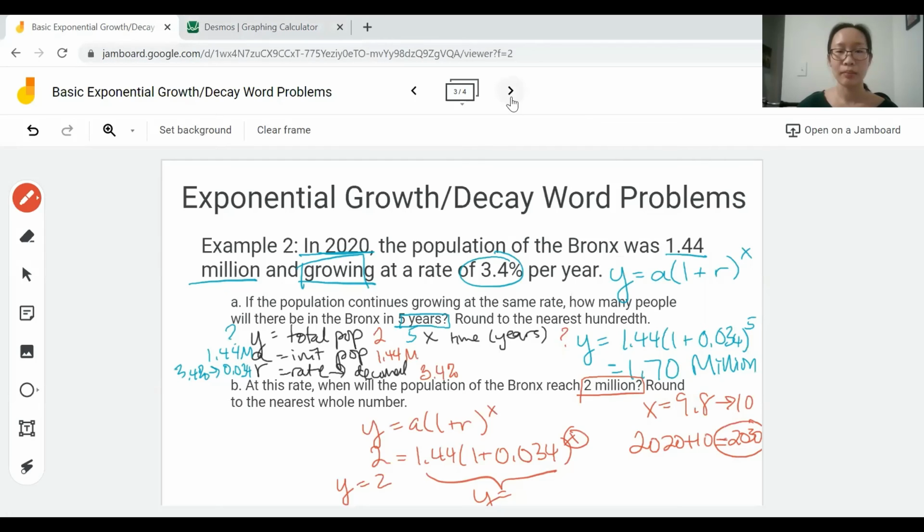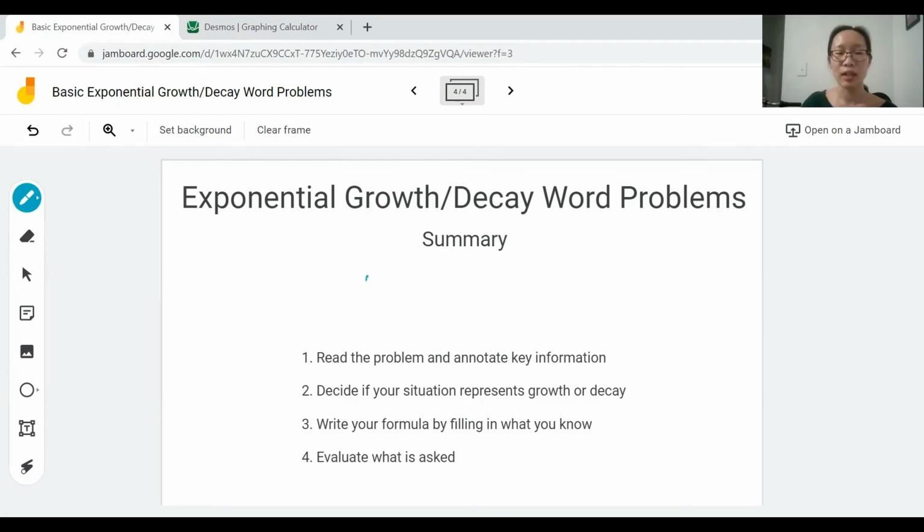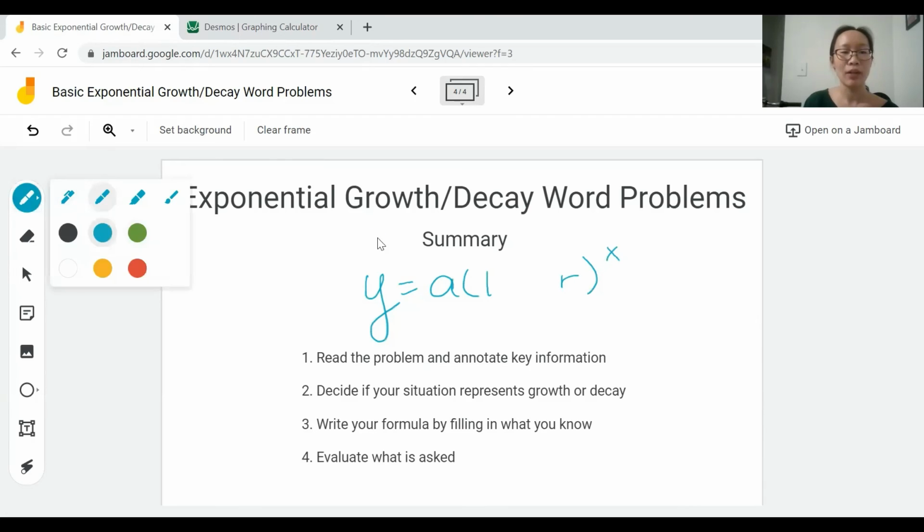Let's summarize. With exponential growth versus decay, we have the same general template. We have a times 1 plus or minus r. If it is growth, we're going to add the r. If it is decay, we're going to subtract the r. That is a decision that you have to make from the word problem, which is why you need to annotate the key information. Once you decide whether your situation represents growth or decay, you choose which sign you're going to use, you fill out everything that you know, and you solve for what you don't.